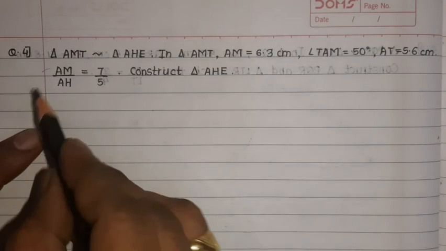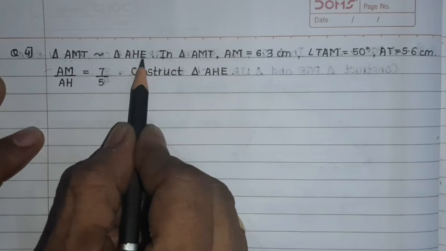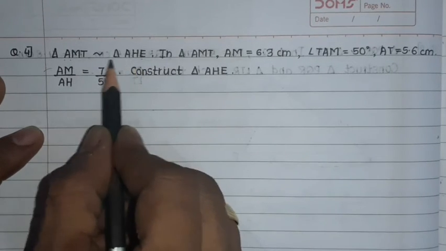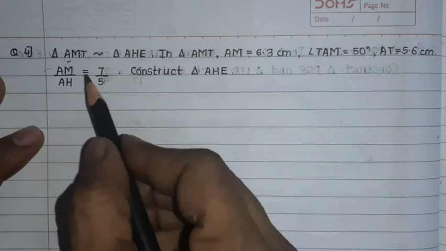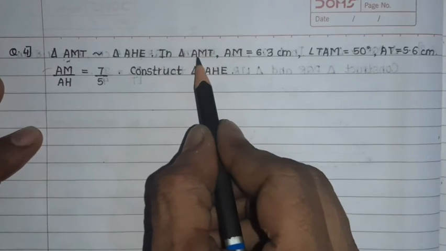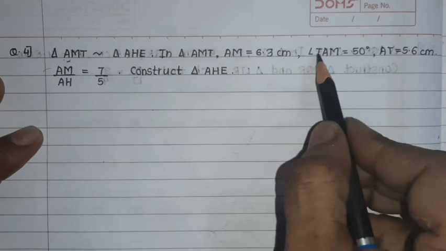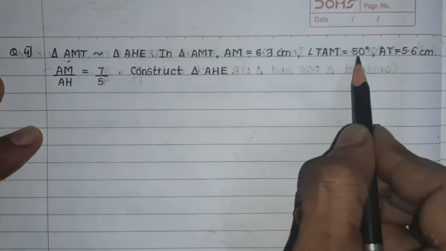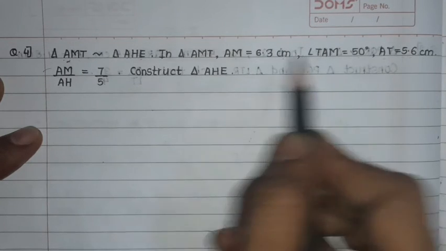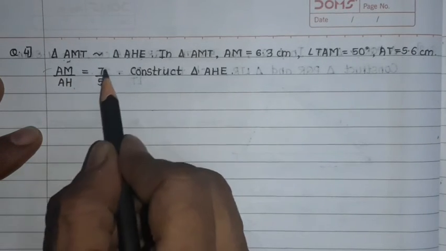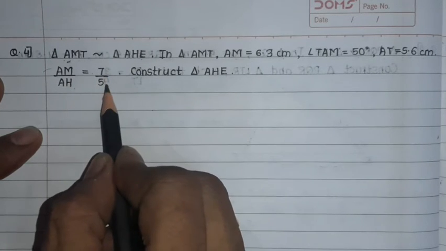Now see, triangle AMT is similar to triangle AHE. Both the triangles are similar. Vertex A is a common vertex. In triangle AMT, AM is 6.3 centimeter. Angle TAM is 50 degrees. AT is equal to 5.6 centimeter. AM upon AH is equal to 7 upon 5, or AM is to AH is equal to 7:5.